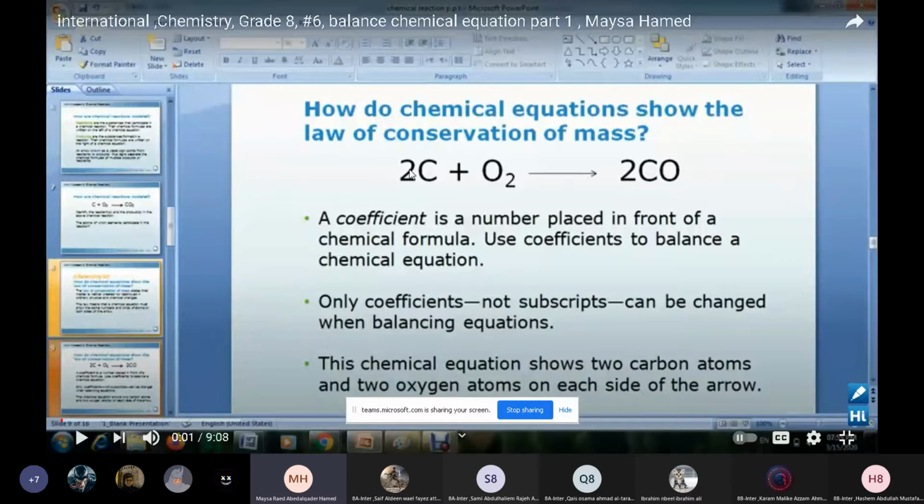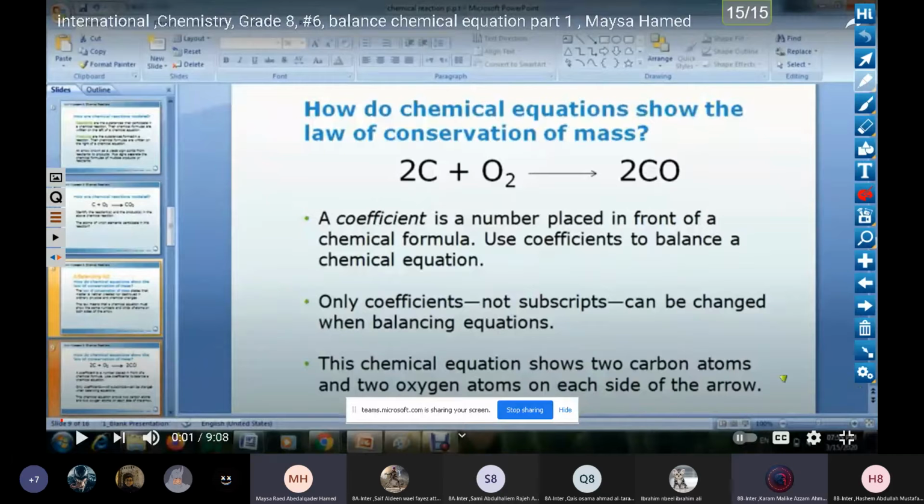If you look at number 2 in front of C, which is carbon, how many carbon atoms can you see in the reactant? Karam, how many carbon atoms are there? There are 2 carbon atoms. Saif Nader, do you agree with Karam that there are 2 carbon atoms in the reactant? Yes. Okay.